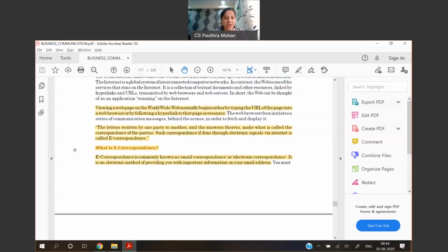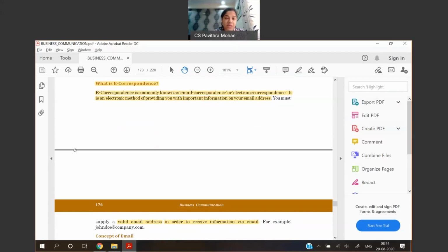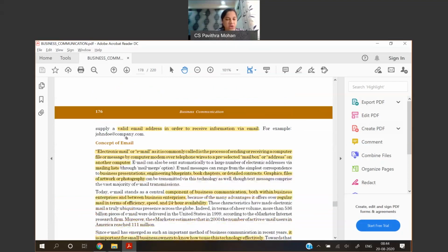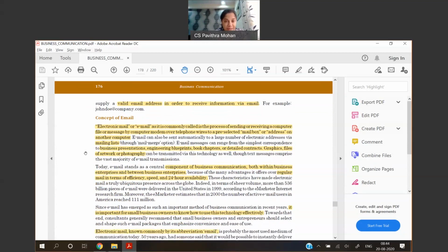So after knowing this, we are getting into the next concept, e-correspondence. E-correspondence is commonly called email correspondence or electronic correspondence. You can call it either e-correspondence or electronic correspondence. It becomes very important for providing information through your emails. For accessing your email, you always require a valid email address in order to receive information via email. That is like name at whichever site you're using, followed by .com, .in, .co.in, whichever is applicable. So generally you require an email ID.